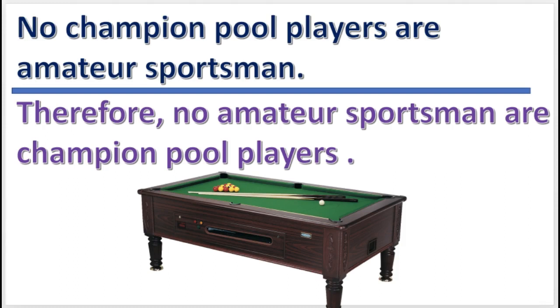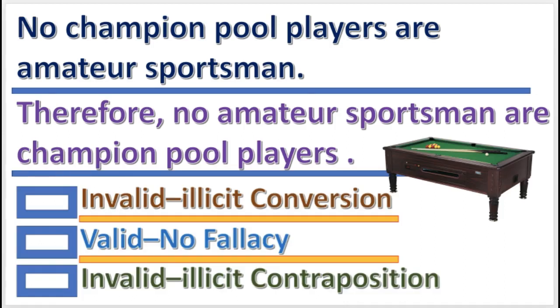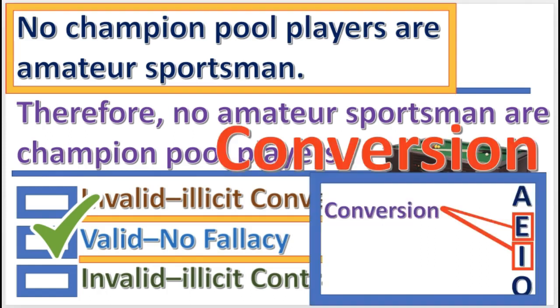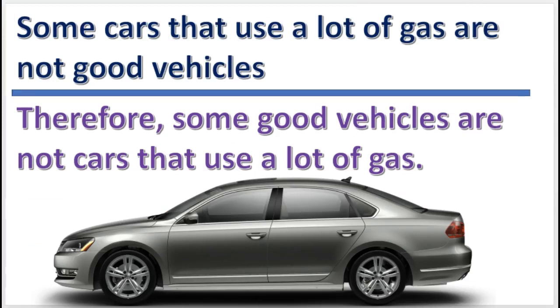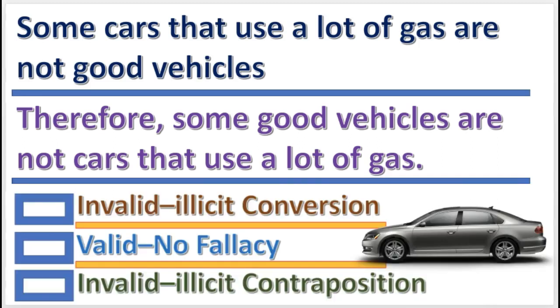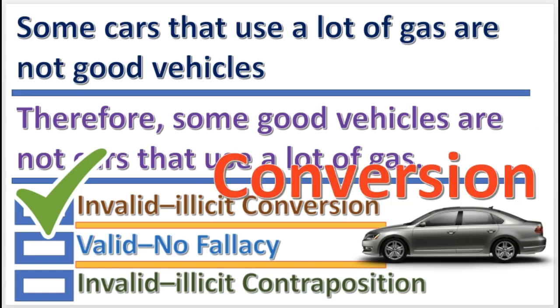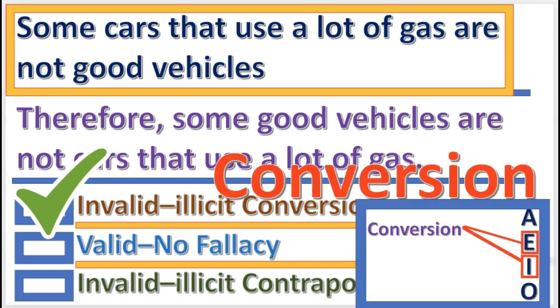Next practice problem. Is this inference valid? If not, what fallacy is committed? Press pause. The answer will appear in 3, 2, 1. Ding! It's valid, due to converting an E proposition. Next practice problem. Is this inference valid? If not, what fallacy is committed? Press pause. The answer will appear in 3, 2, 1. Ding! It's invalid, due to the conversion of an O proposition.